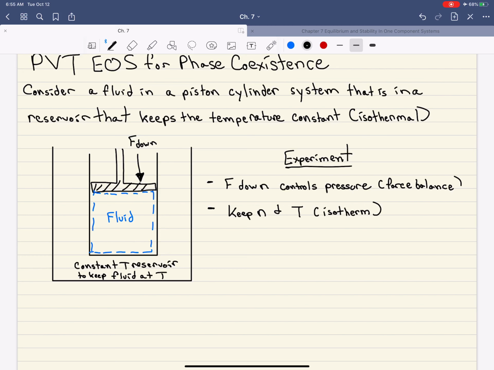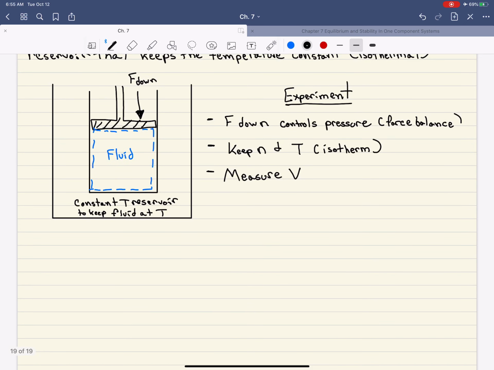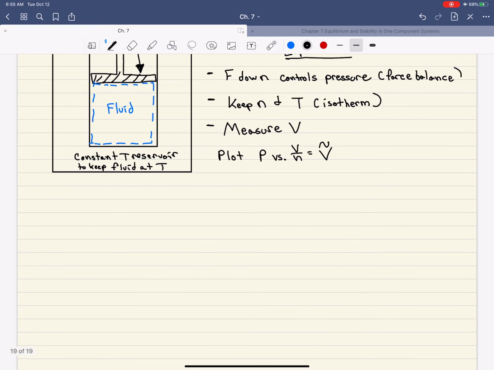Okay, so we're going to control the force on the fluid, and control the pressure, and we're going to keep temperature constant. And what we're going to measure is the volume of the system. So measure V. Then what we're going to plot is pressure versus volume over moles, which we know is the molar volume. So that's the experiment we're going to run.